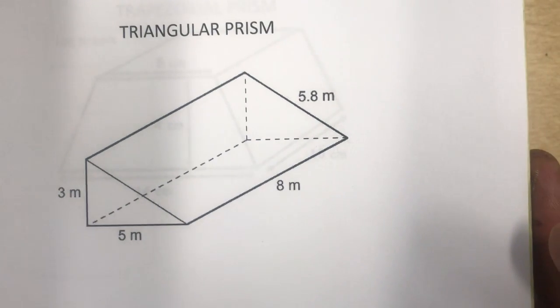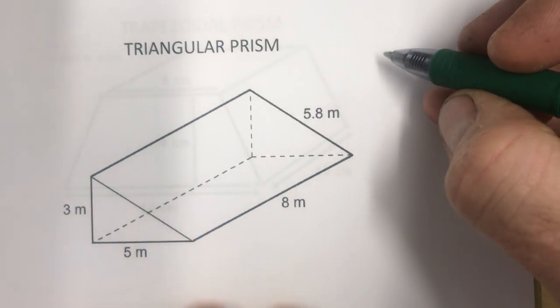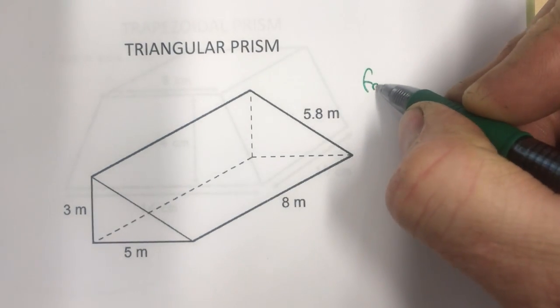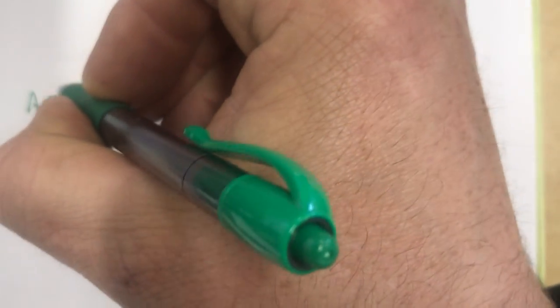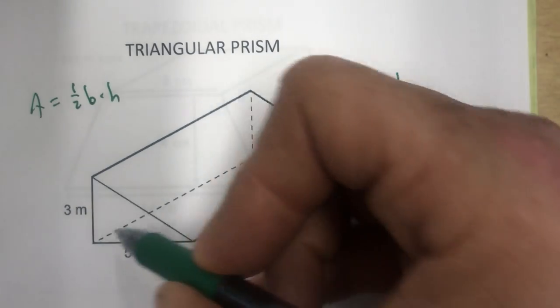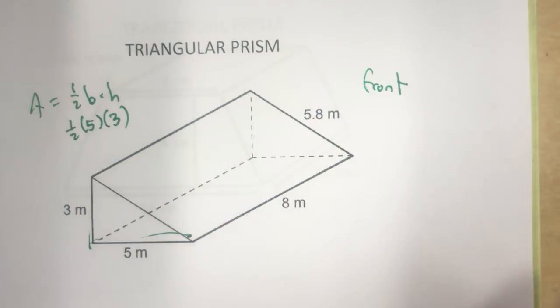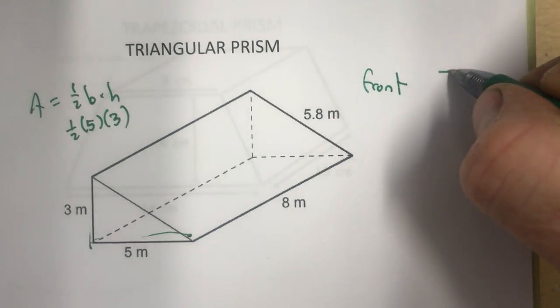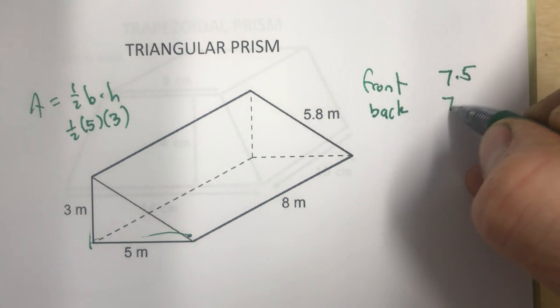Okay. All right. So let's find the surface area. So let's just go ahead with the front. The front is a triangle. Remember, area for a triangle is 1/2 base times height. My base is 5 and my height is 3. So this is going to be 1/2 times 5 times 3, which is 7.5. So that's 7.5, which means the back is also 7.5.